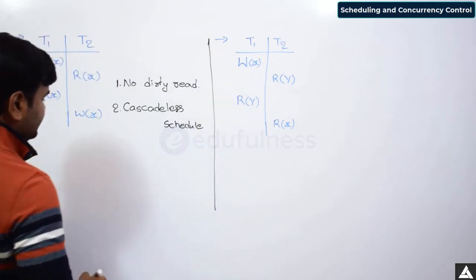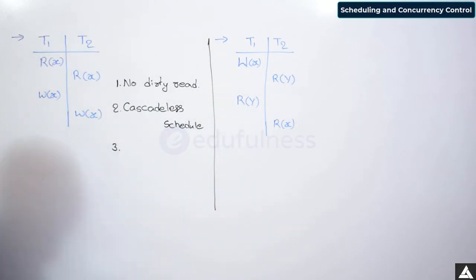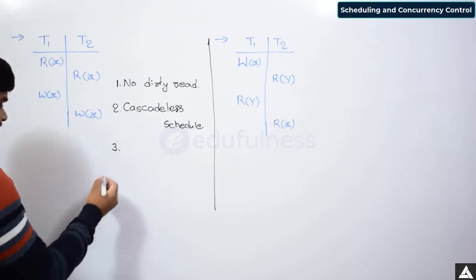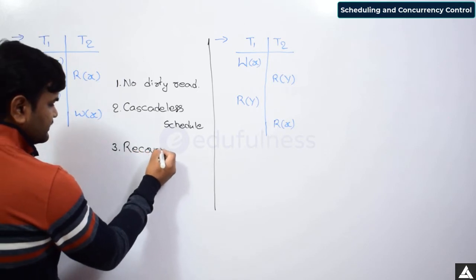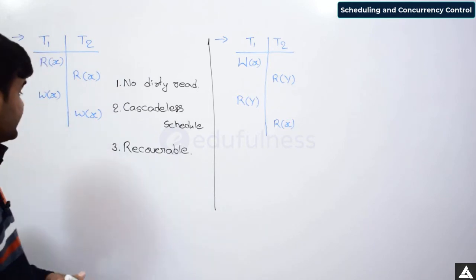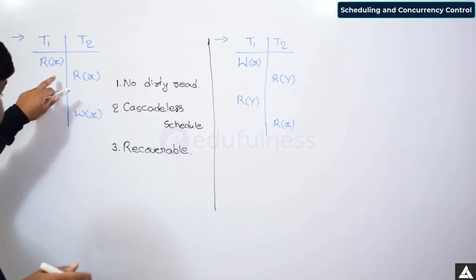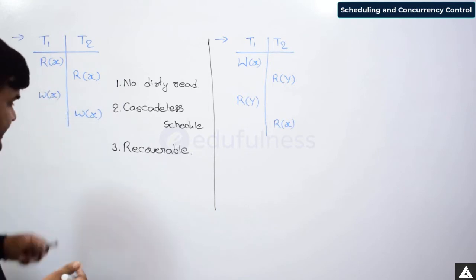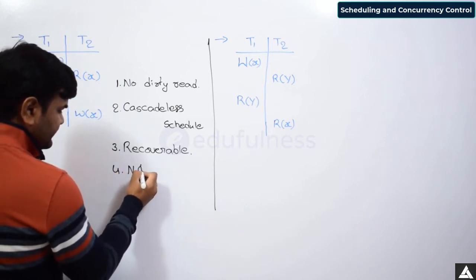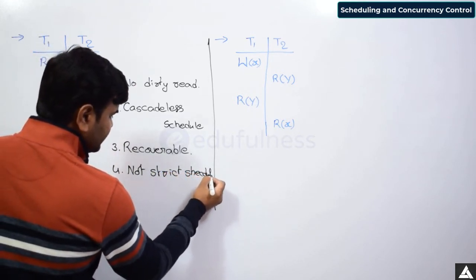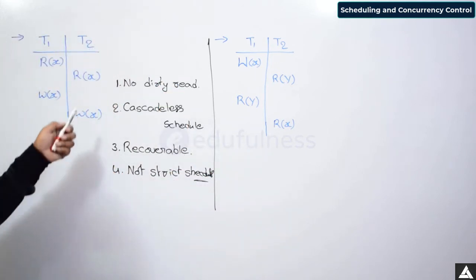And it is cascadeless, and because there is no dirty read, you need not depend on the commit operations. So that means it is recoverable. Okay, this is a recoverable schedule. And another thing is you are not reading data which is either committed or aborted data. You are simply reading the original data from both. So that is why it is not a strict schedule.